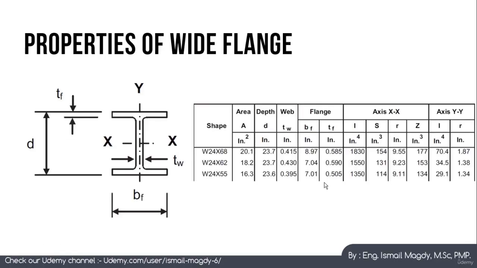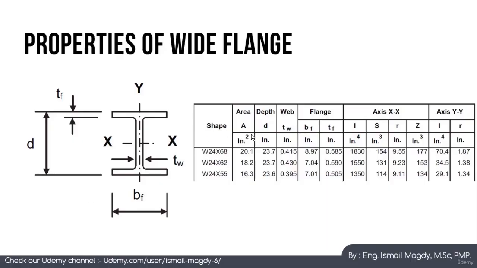Here you can see the main properties of a wide flange section. This is what we call the web of this beam. This is called the flange, and of course this is the thickness of the flange, TF, and this is the thickness of the web, T-web. This is the strong axis, of course, and this is the weak axis. This is the width of the flange, and this is the depth of the beam.